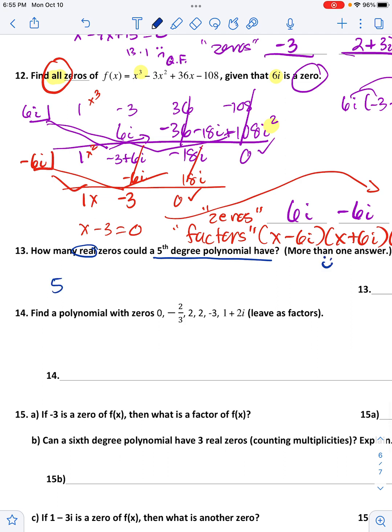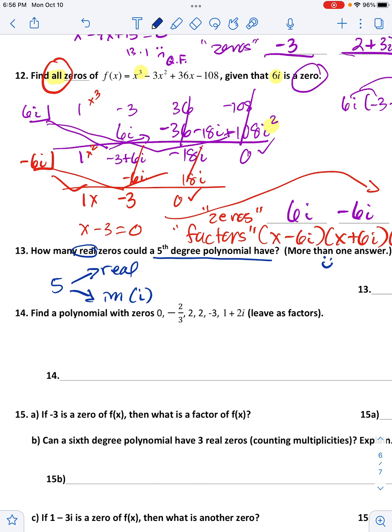You have 5. They're going to split into real and imaginary because they can't all be imaginary. That's a good true-false question. Could they all be imaginary? No. Why not? Because you have 5, and imaginaries come in pairs, and 5 can't accommodate pairs.